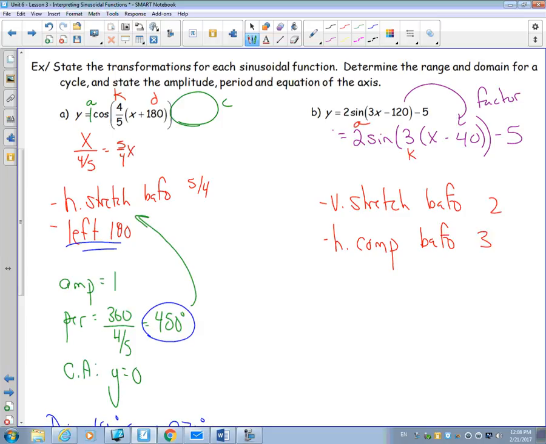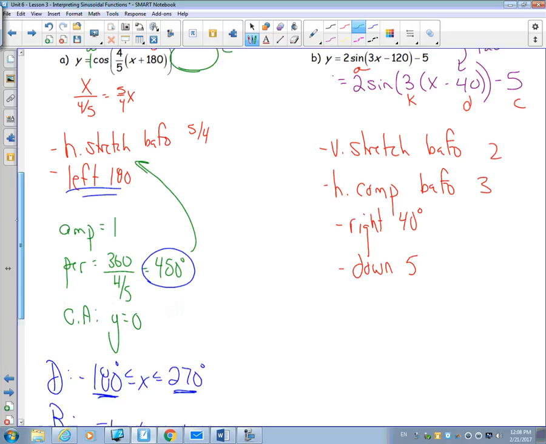We've gone left or right. That's our D value, right 40, though it's not part of this part yet. And then our C value at the end here, we've gone down. Oops, I didn't write that in there. Right 40. And then down 5. Okay, there's our parts and pieces, how we transformed it.